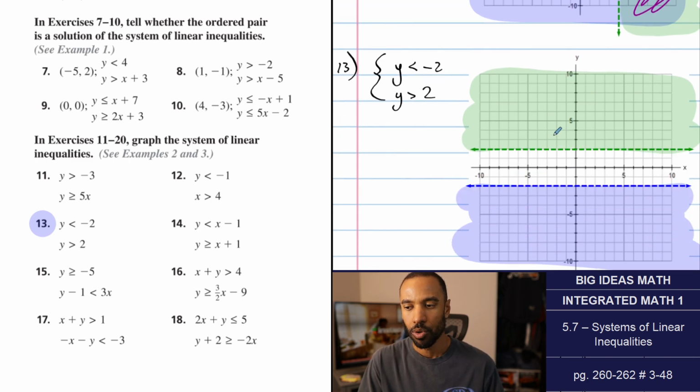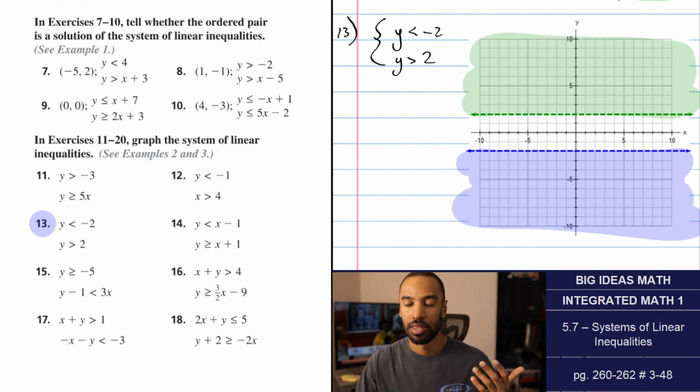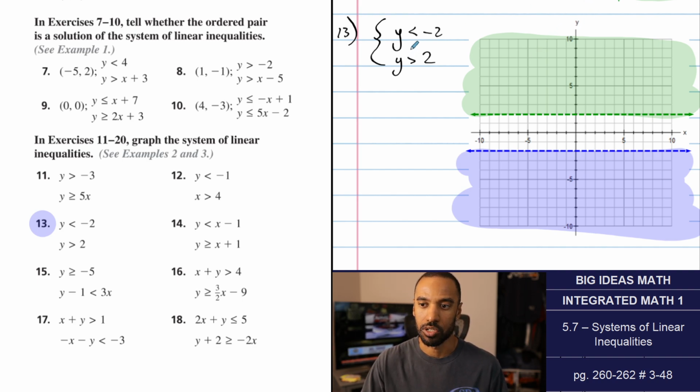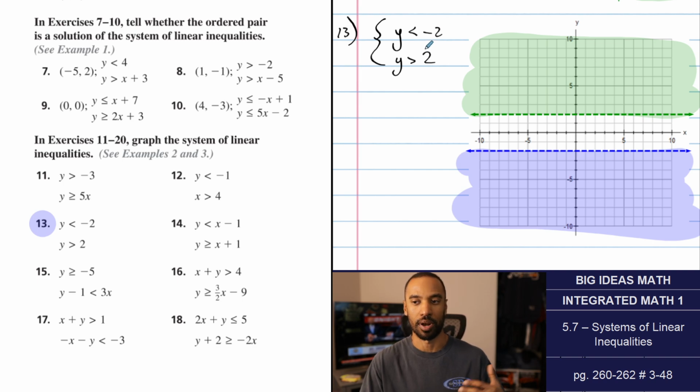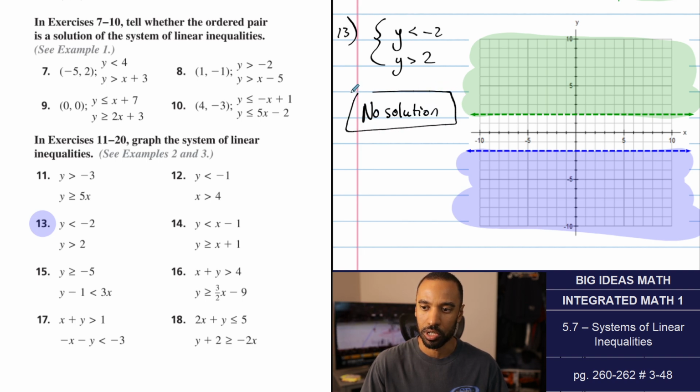But here, we have to identify what solutions exist, if any. In this case, there aren't any because there's no overlapping shaded region. There's no y value that is both greater than 2 and less than negative 2 at the same time. This is a no solution case, and it must be identified as such.